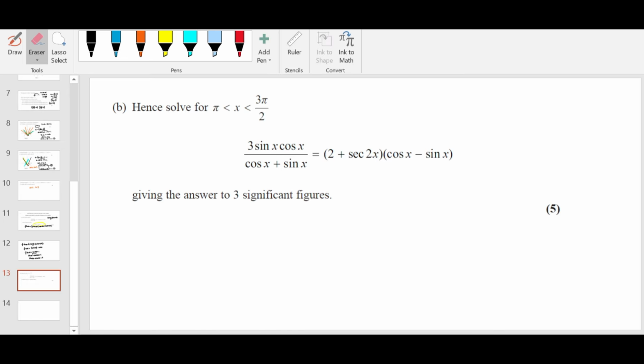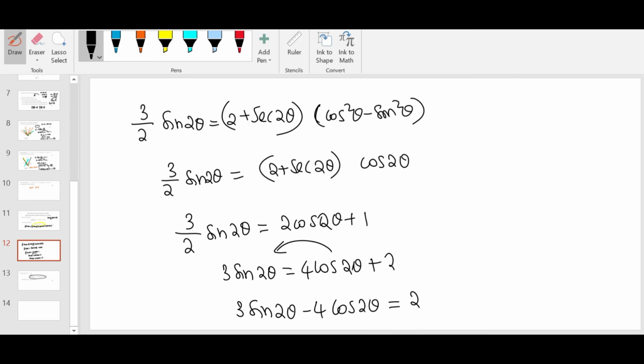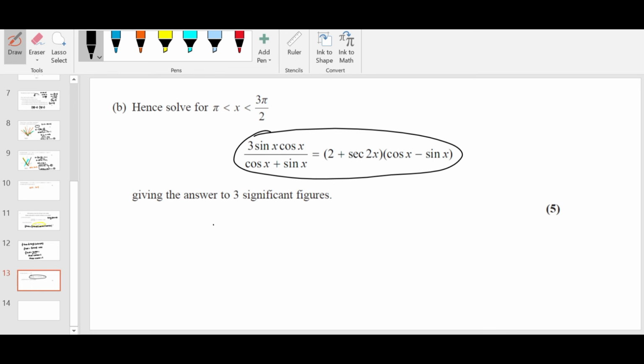Part B of this question. They want you to solve this equation. We have already rewritten this equation as 3 sine 2x minus 4 cos 2x is equal to 2. Now I want you guys to listen to me carefully. Let's say there is no number here. Instead of 2 you have 0. They want you to solve this equation.